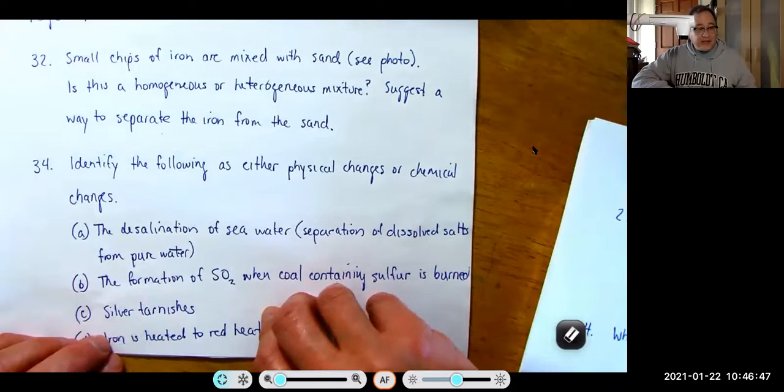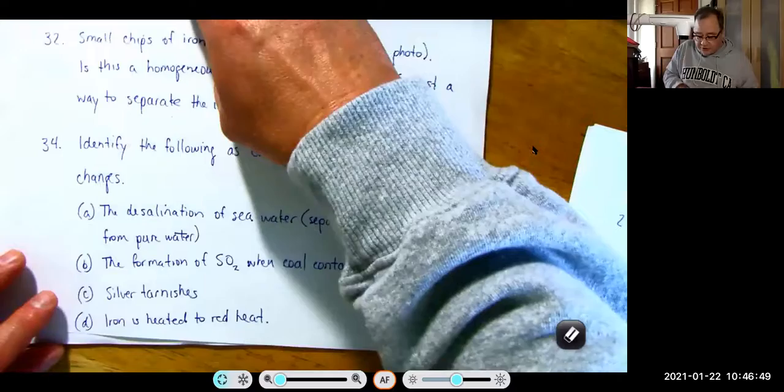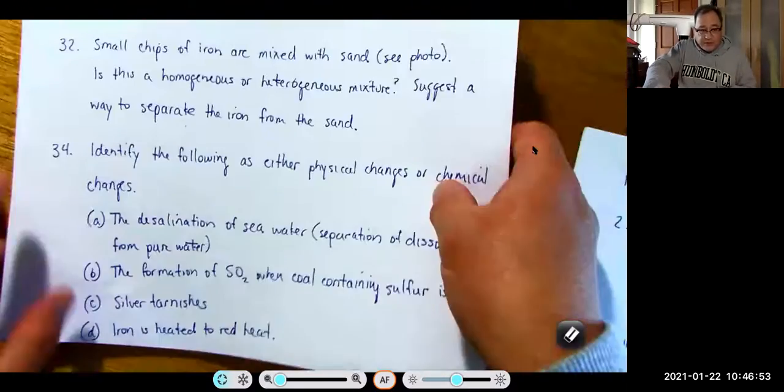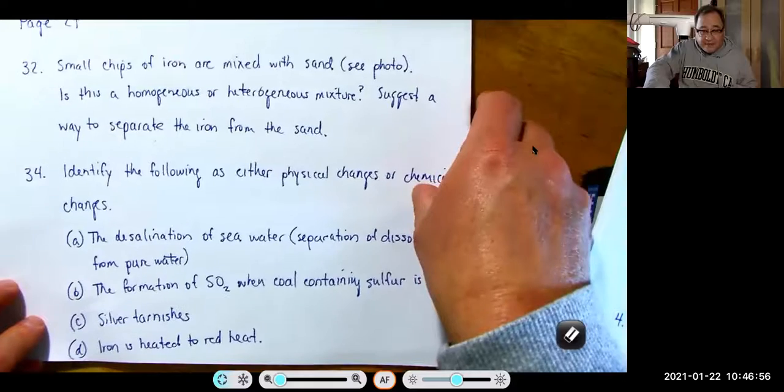Okay, identify the following as either physical changes or chemical changes. So again, for chemical changes, we're looking for something where you're changing the identity of the material.